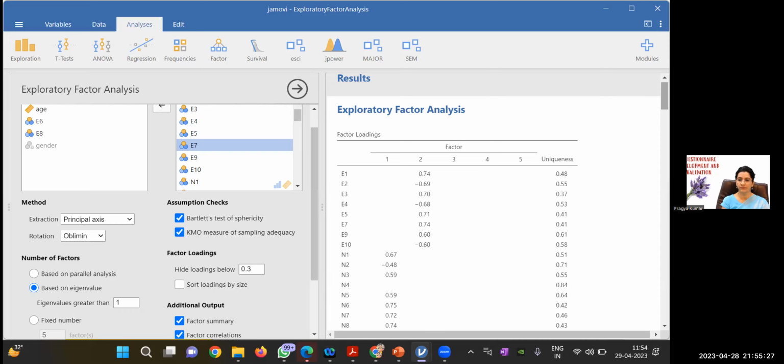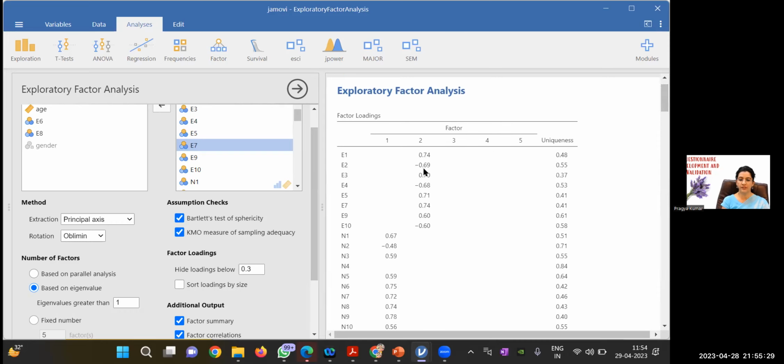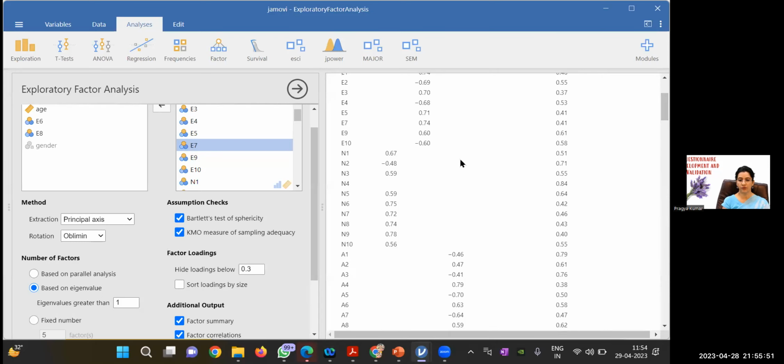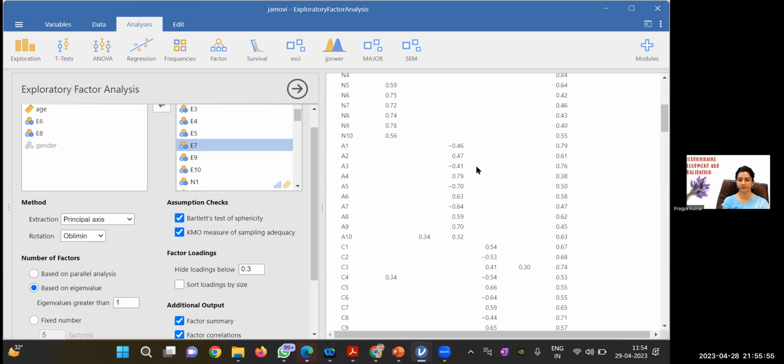Now, coming to this simple structure. There was one more criterion: there should be a strong loading of the factor. So E1 is getting loaded on factor 2, and this has a very strong loading. How do we call something a strong loading? At least the value of this loading should be more than 0.5. So this is 0.74. All the values are strongly loaded. And in this case also, the values are high.